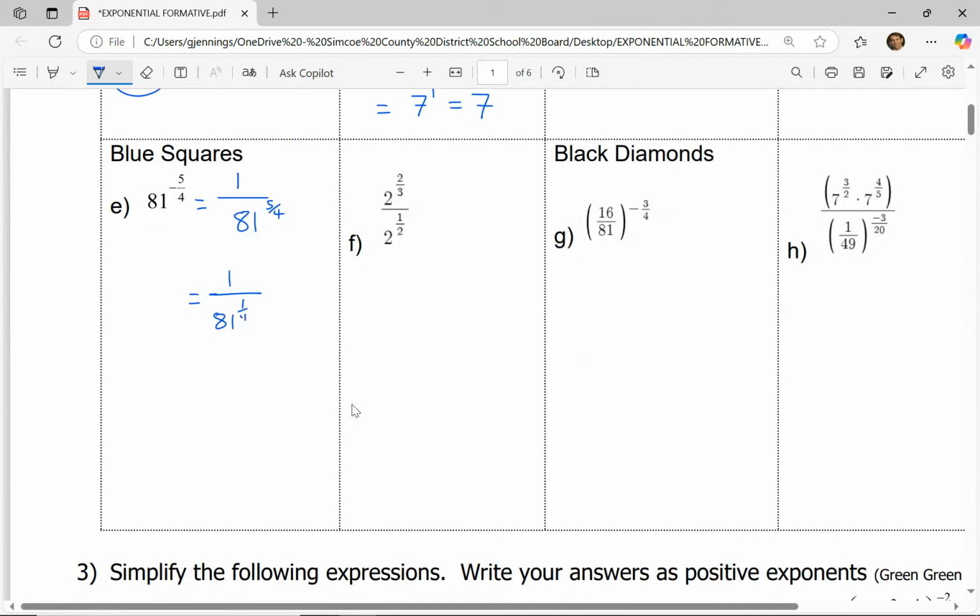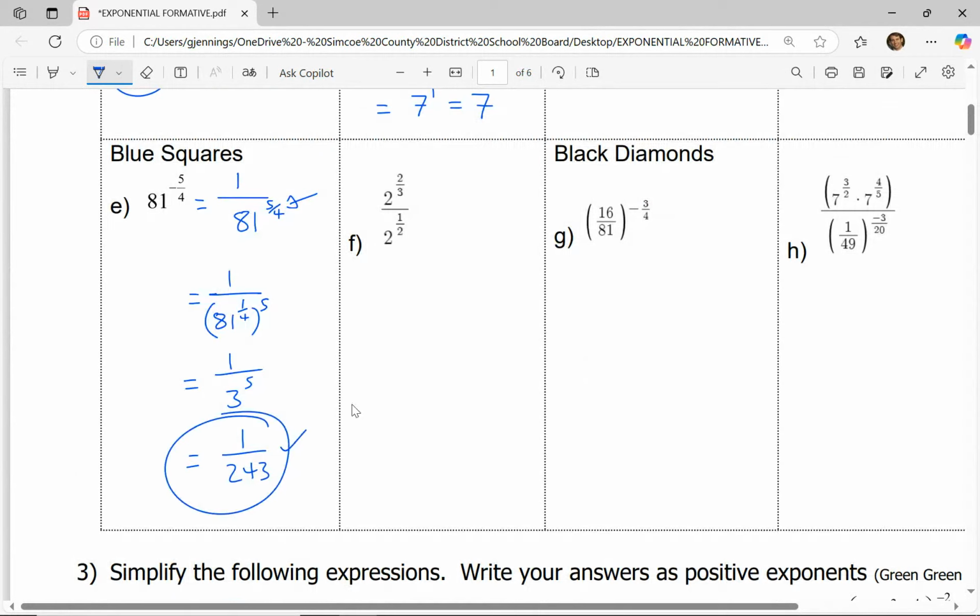Pardon me, I should have warned you. Oh, it's gross, disgusting. And then 3 to the 5 happens to be 243. So this is 1 over 243. Done, final answer.